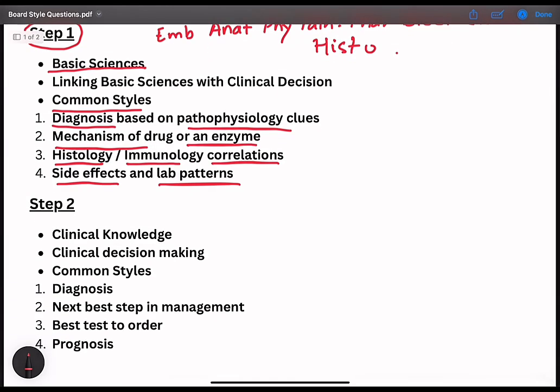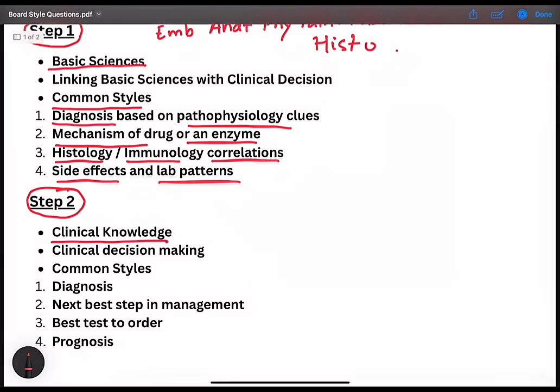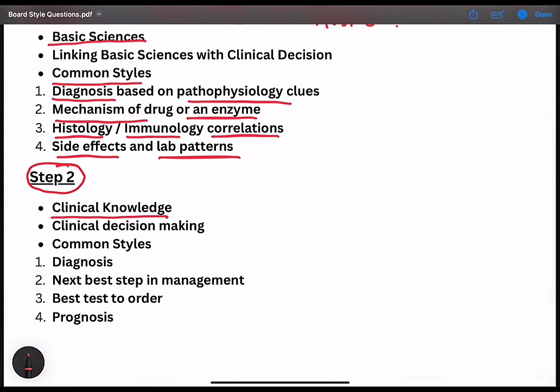On the other hand, Step 2 mainly focuses on your clinical knowledge. In Step 2, you are tested on real life scenarios or questions where you will be tested on your clinical decision making capabilities. The common style questions asked on your Step 2 exam will be to make a diagnosis, next best step in management, best test to order, and prognosis or complications of a disease.